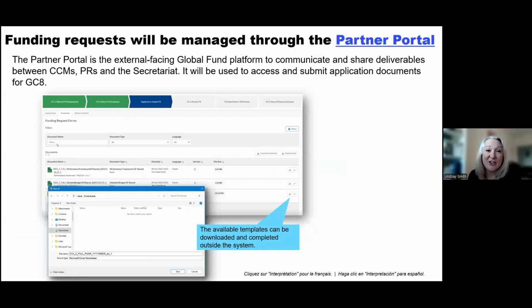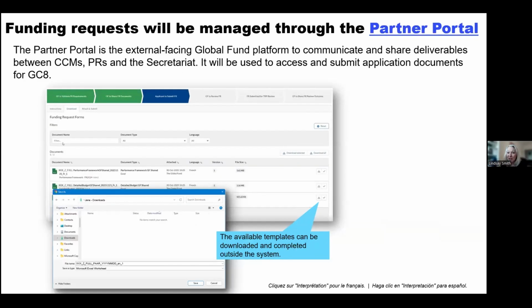Next slide. A change for Grant Cycle 8 is that our funding requests will be shared with the applicants, with the CCMs, and also submitted to the Global Fund through the partner portal. This is a platform that has been used by the Global Fund already with principal recipients and local fund agents in previous funding cycles and continues to be developed. We are now expanding the access to our country coordinating mechanisms as well. So CCMs, our applicants in general, will be able to receive their documents and submit their documents through the partner portal for Grant Cycle 8.